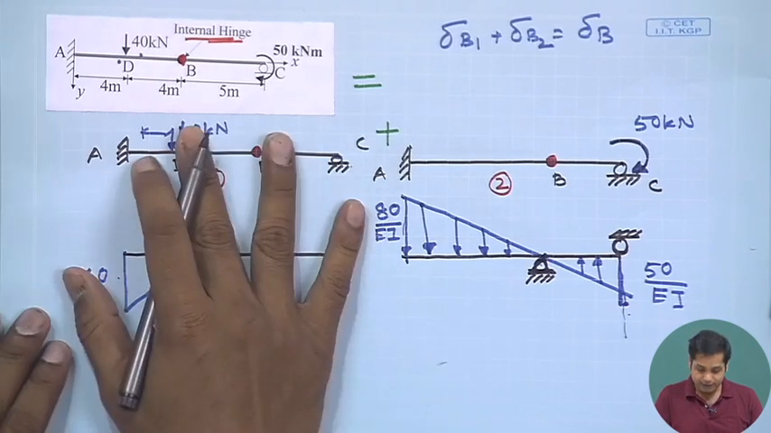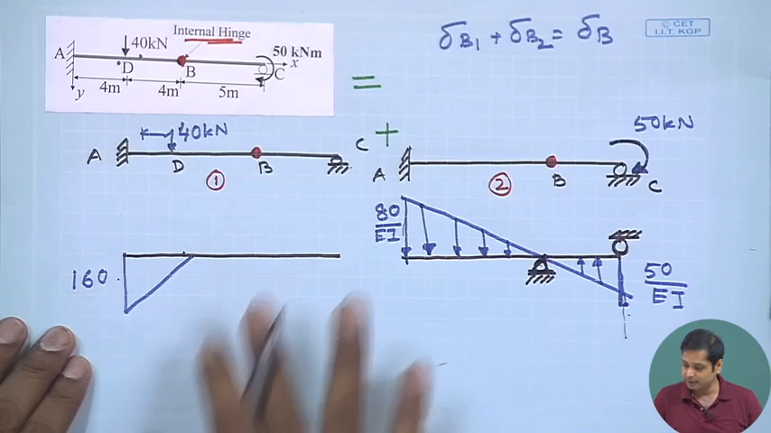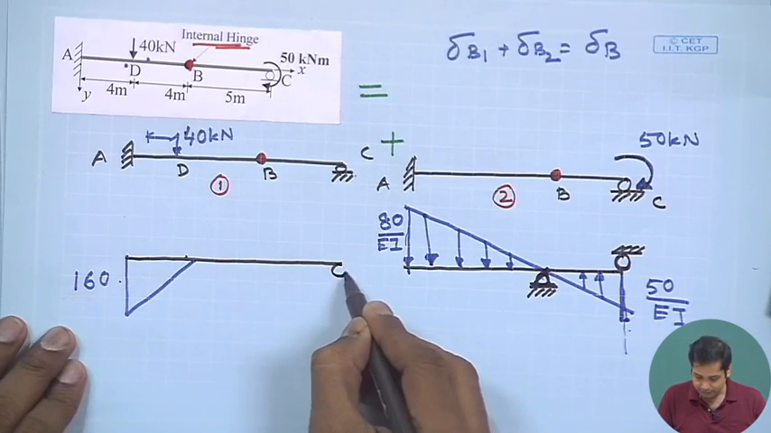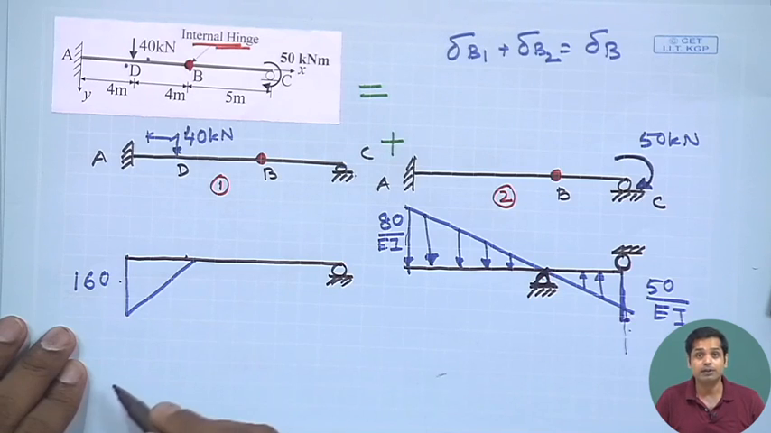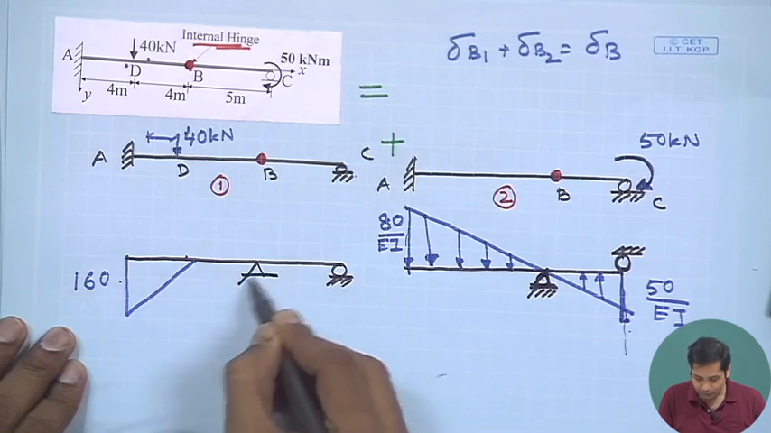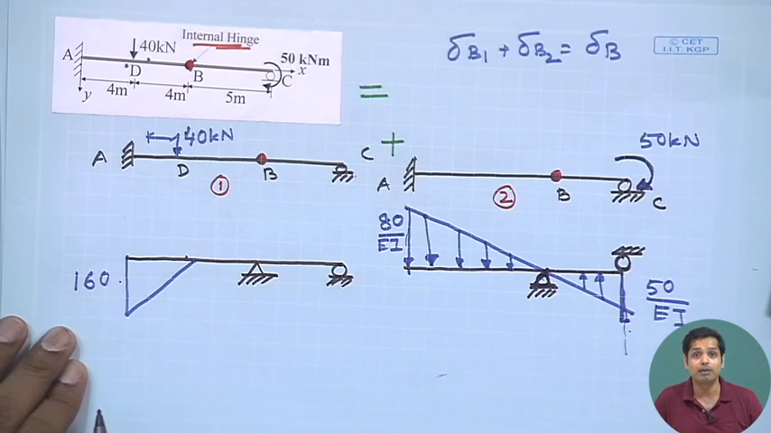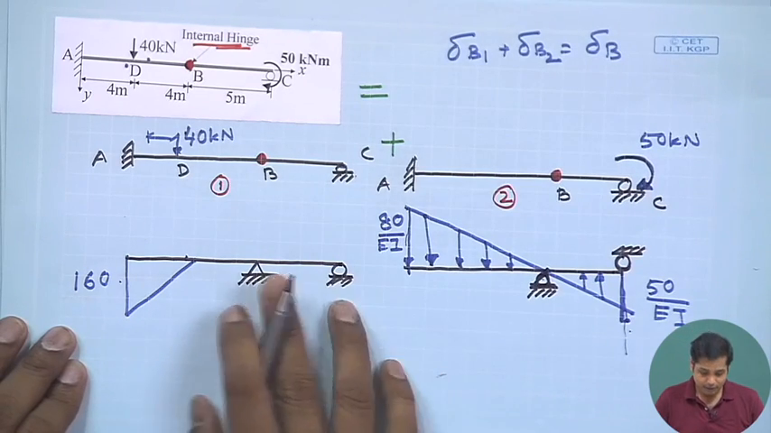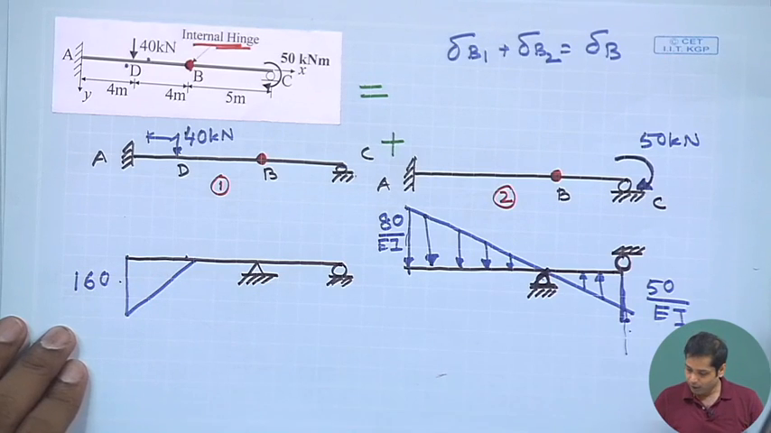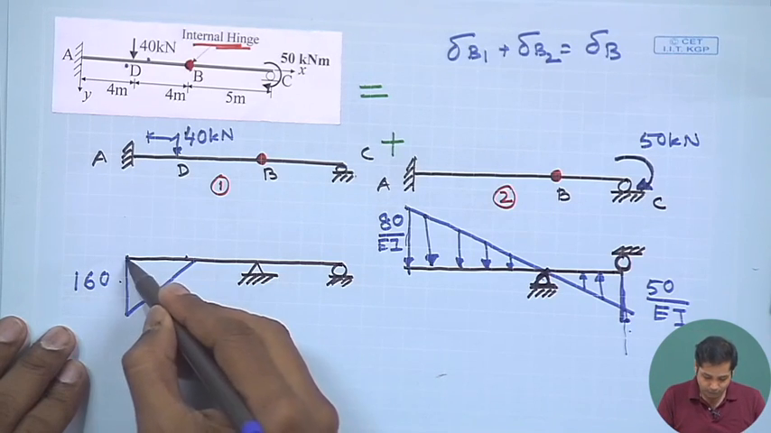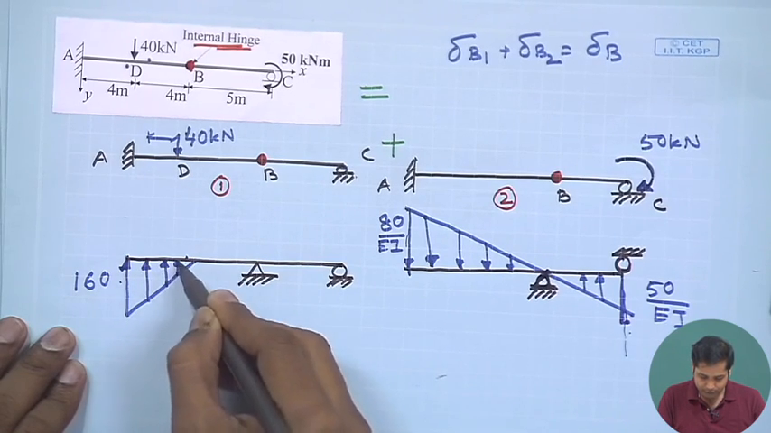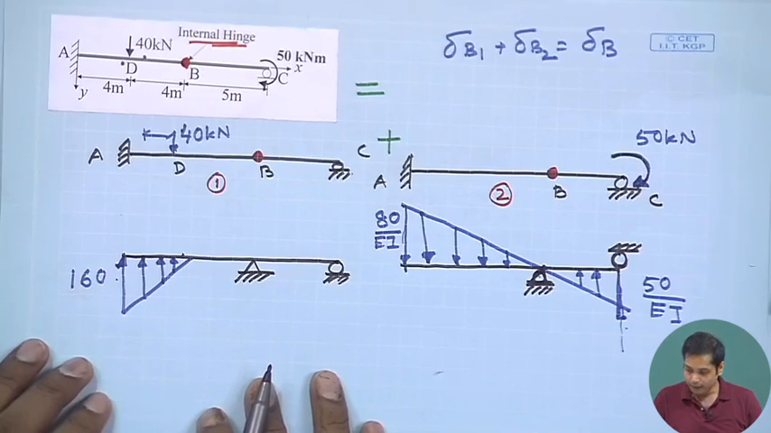Now, let us see the support condition for this part. It will again be the same. This is a roller, the internal hinge becomes an external intermediate hinge support, and this fixed end becomes free. And what would be the loading? This loading will be in the upward direction.